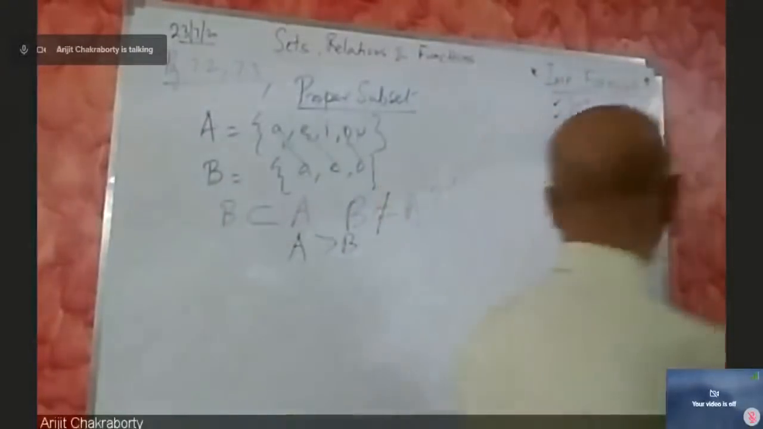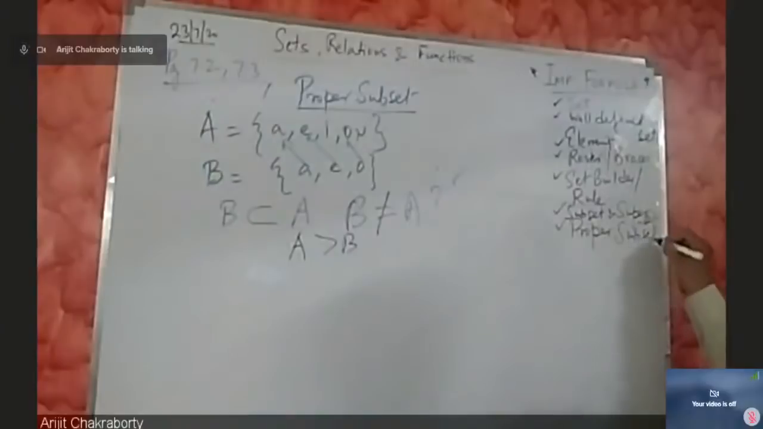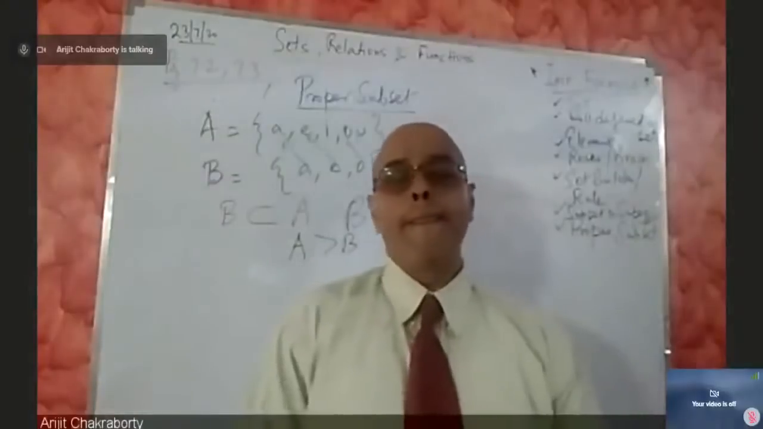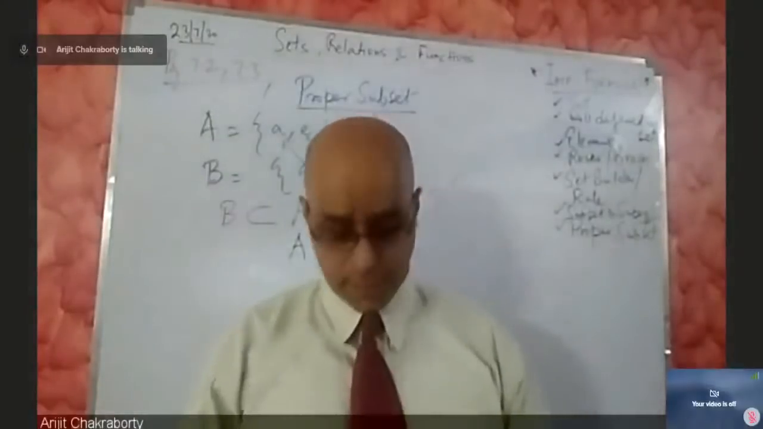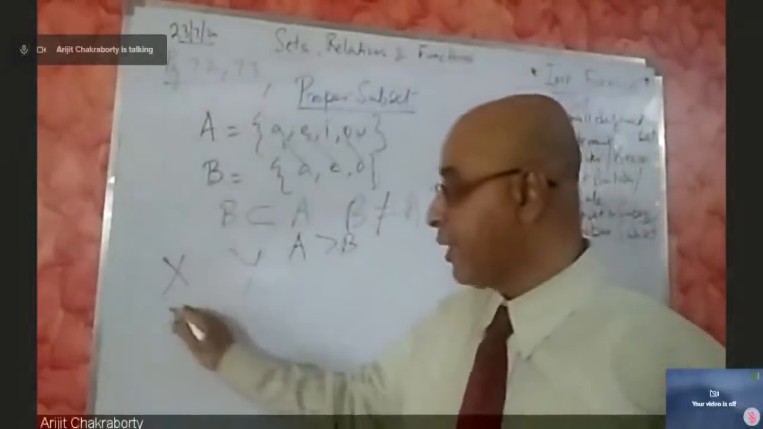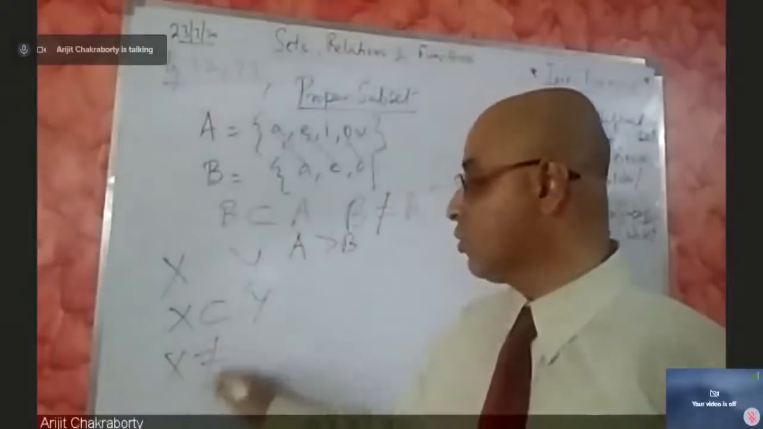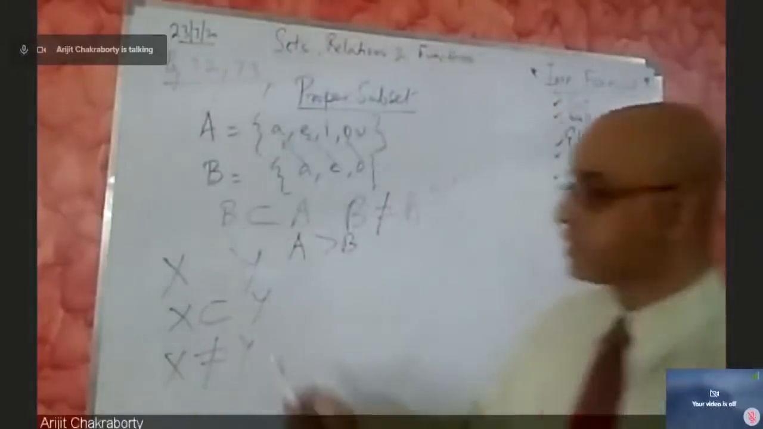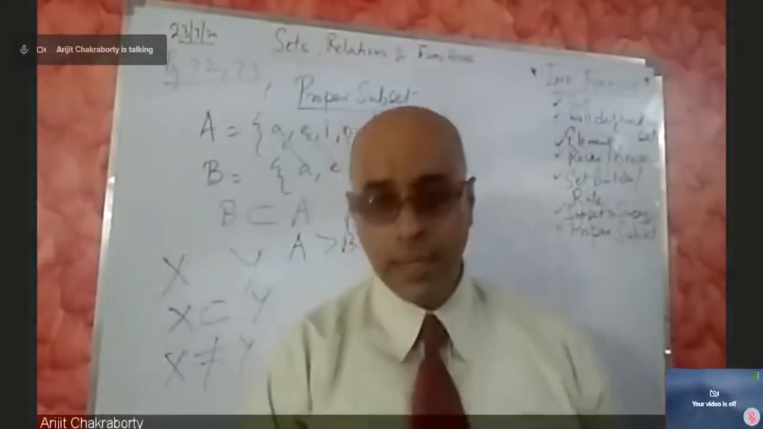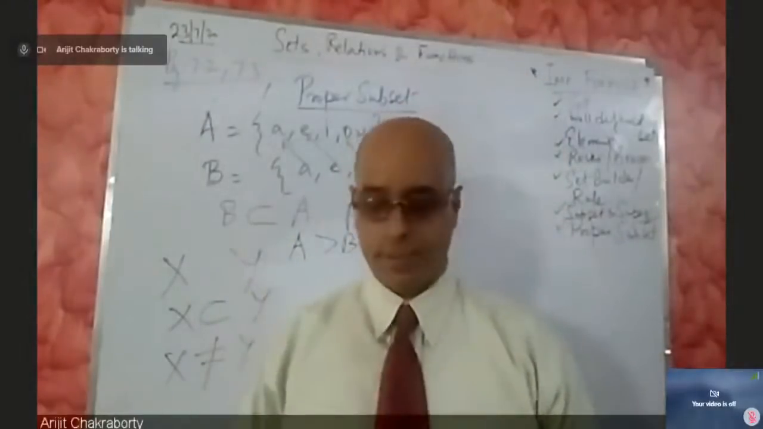So please note the new term, proper subset. I am writing here proper subset. That means a set will be a proper subset, say for example, two sets X and Y. If X is a subset of Y, but X is not equal to Y, then we will call it X is a proper subset of Y. I hope you understand this, the concept of subset, superset and proper subset.